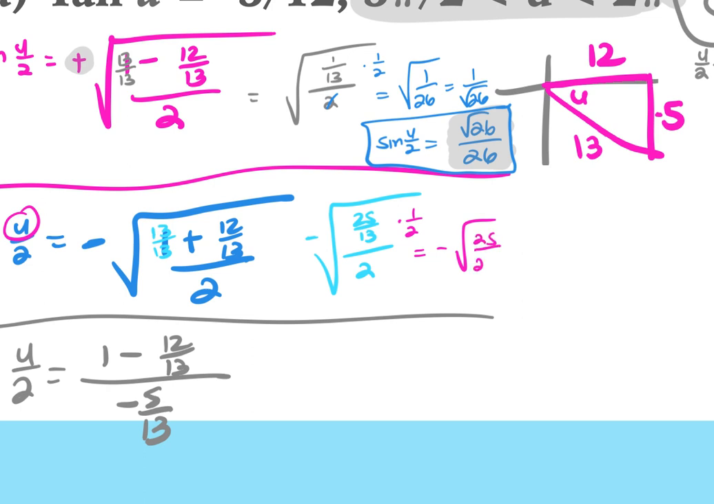25 over 26. I get square root 25, which is 5, over square root 26, which gets rationalized: 5 root 26 over 26. And it's negative because we said u over 2 would end up being in the second quadrant.